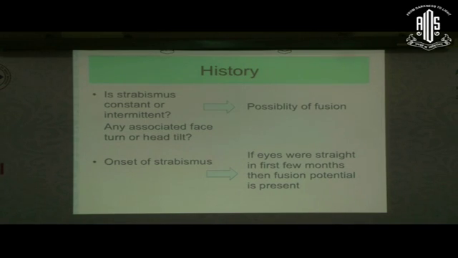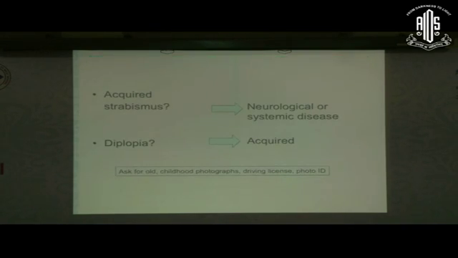Good news. You want to know if this is acquired, because acquired squints can be because of a neurological or a systemic disease, like nerve palsies. Is there a history of diplopia? Yes. Well, it tells you that it's acquired, because if the squint was there right from infancy, the chances are the child will either suppress the eye or will be alternating, right? So diplopia equals acquired squint.